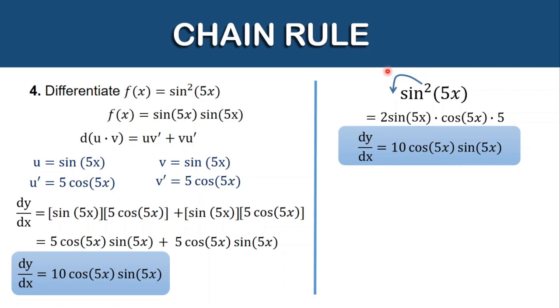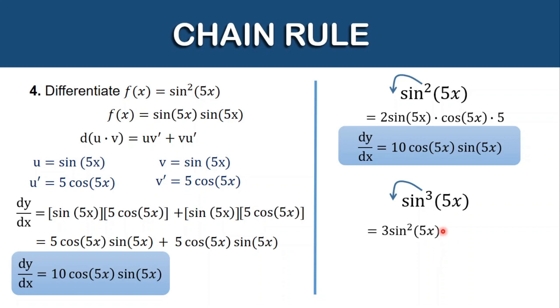So dito wala tayong ginamit na product rule, but still we got the same answer. What if the given is sine cubed 5x? Same process, kagaya nung ginawa natin dito. So, powerful tayo. Yung 3, lagay natin dito sa katabi as the coefficient. Yan, we have 3 sine squared 5x. So, nag-subtract lang din tayo ng 1 from the exponent.